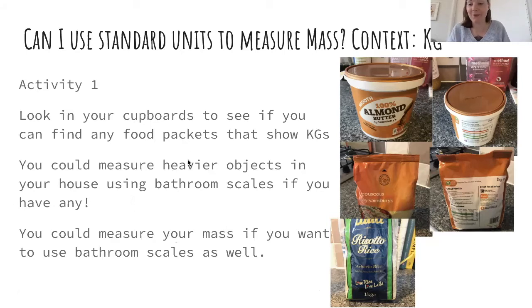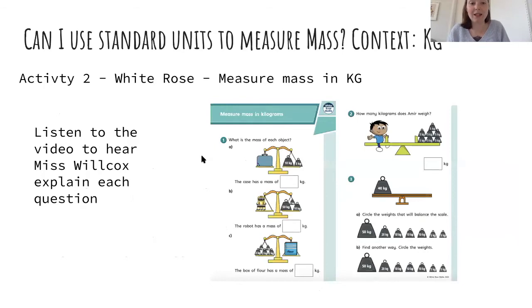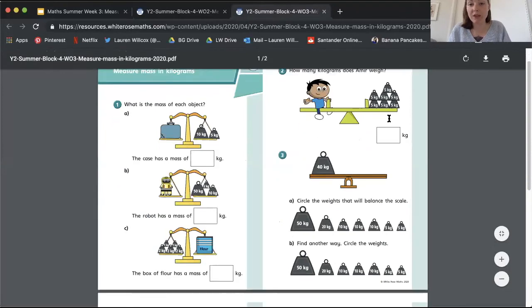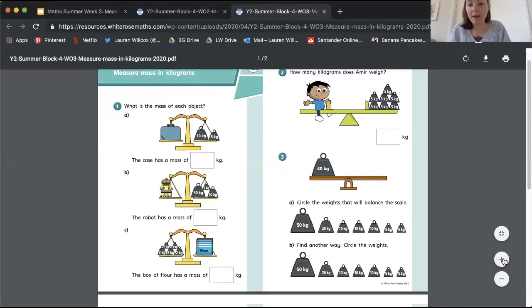Okay, this is your activity 2. It's your white rose sheet. It's measuring in kilograms. So here it says listen to me if you want to. You can listen to me now. I'm going to talk you through this one. So I'm going to make it a bit bigger.